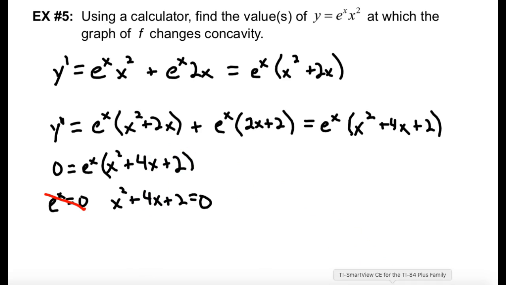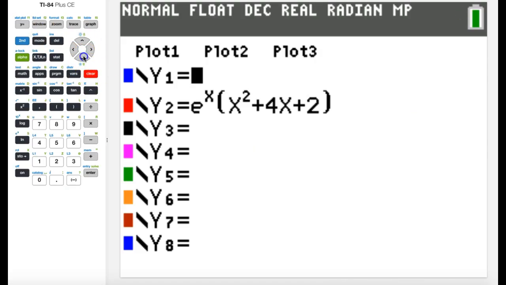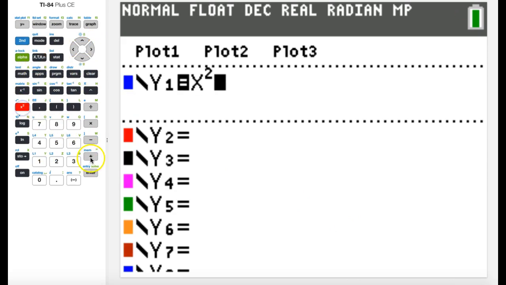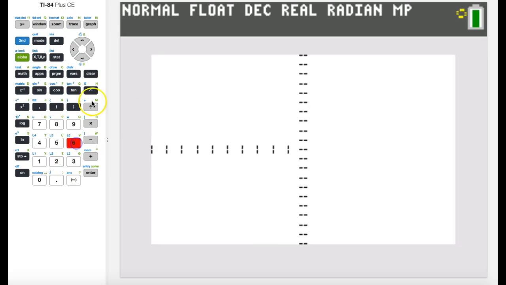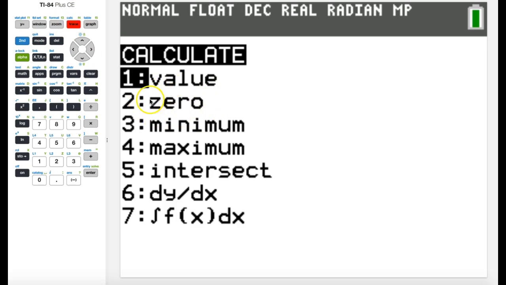Right? So let's do that. X squared plus 4x plus 2. Clear these out. So x squared plus 4x plus 2. Let's go back to zoom 6. So it crosses right there and right there. The easiest way to find those values is to go second calc, this button right here on the calculator, and then we want to use the 0 feature.